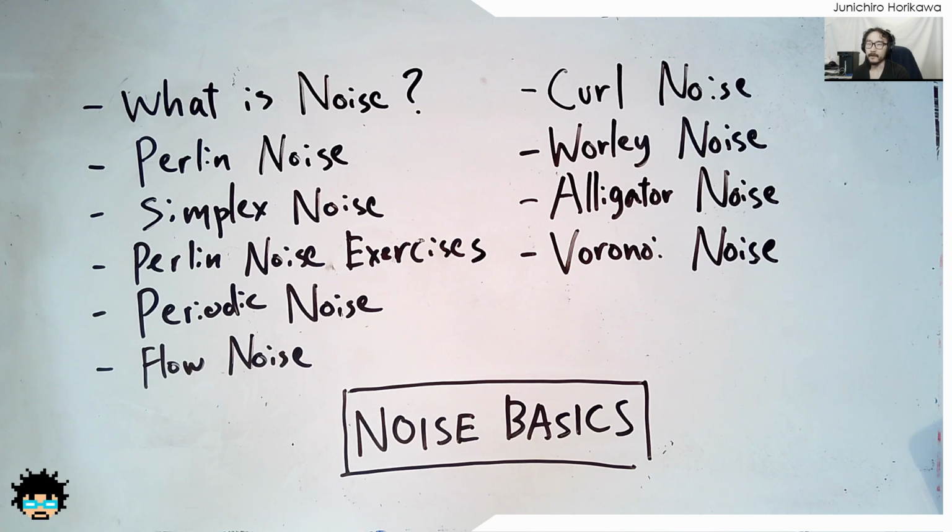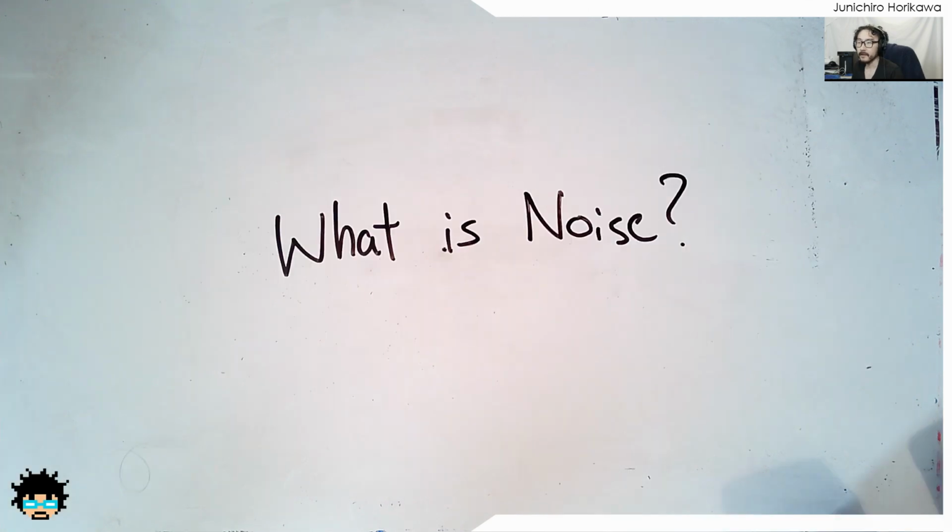Then I'm gonna explain about the vector field related noise, which is called curl noise. Then I'm going to explain a cellular related noise such as Worley Noise, Alligator Noise, and Voronoi Noise, and how you can use them. Now let me first explain what noise is.